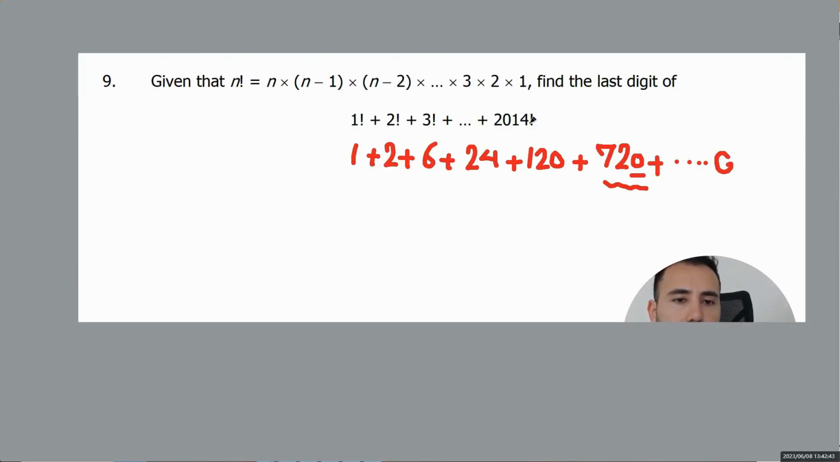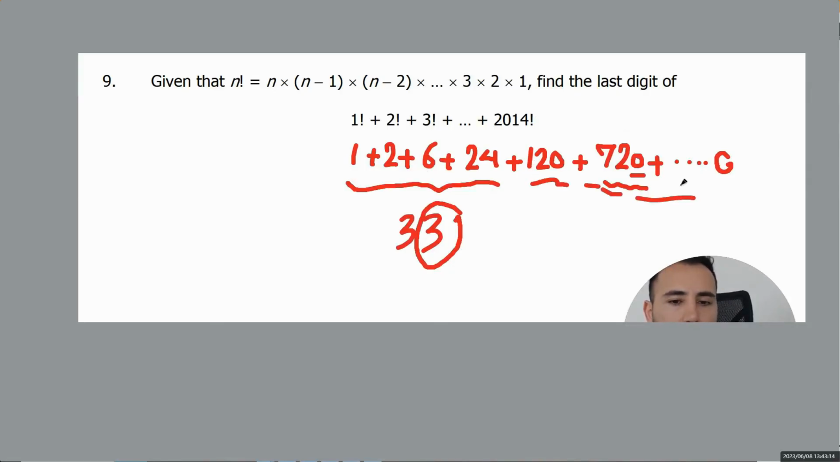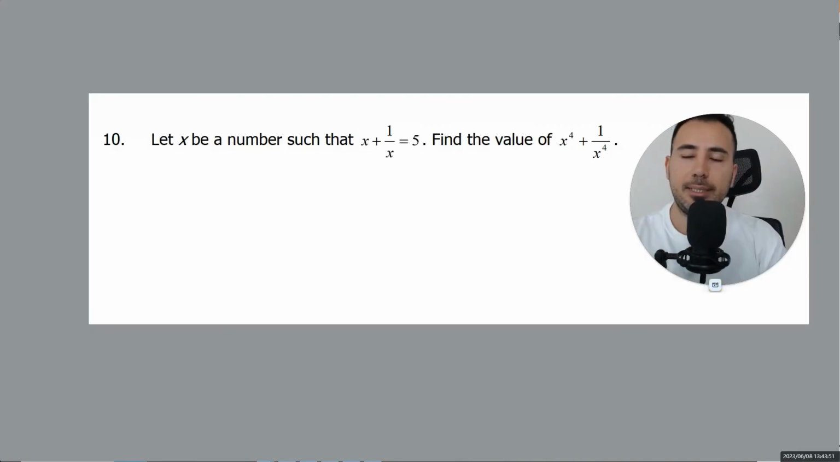So to find the last digit, the units digit, we don't care about these zeros, right? So we just need to find these digits. 24 plus 6 plus 2 plus 1 gives what digit? So these numbers will be 33. So the last digit will be only 3. These numbers will only add zeros here, 0, 0, 0, 0, which are not going to have an effect on the last digit.